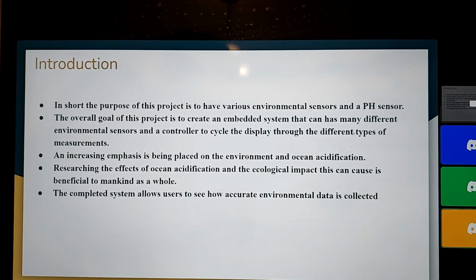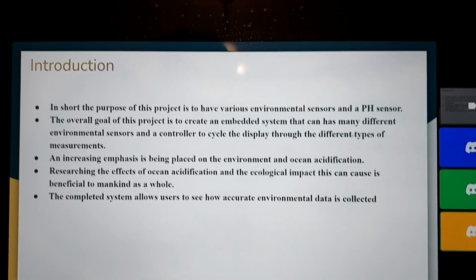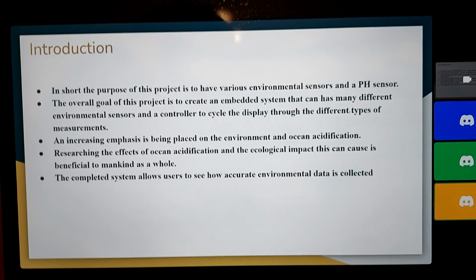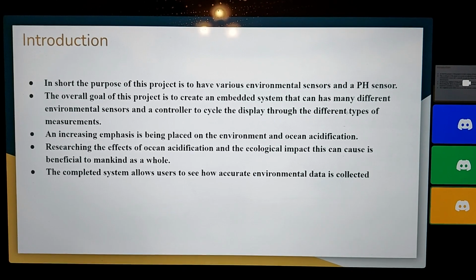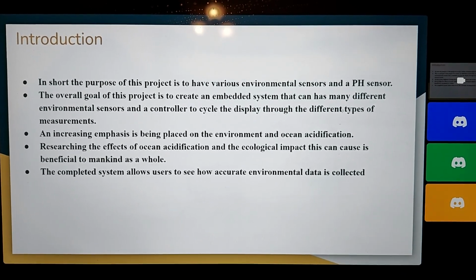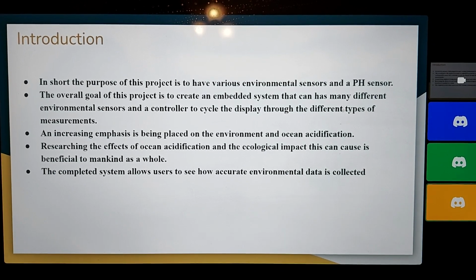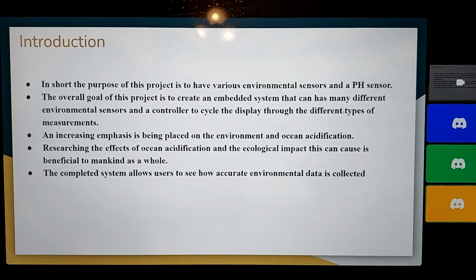In short, the purpose of this project is to have various environmental sensors and a pH sensor, and we also want to create an embedded system that has many different environmental sensors and a controller to cycle the display to the different types of measurements. The completed system allows users to see how accurate the environmental data collected is.